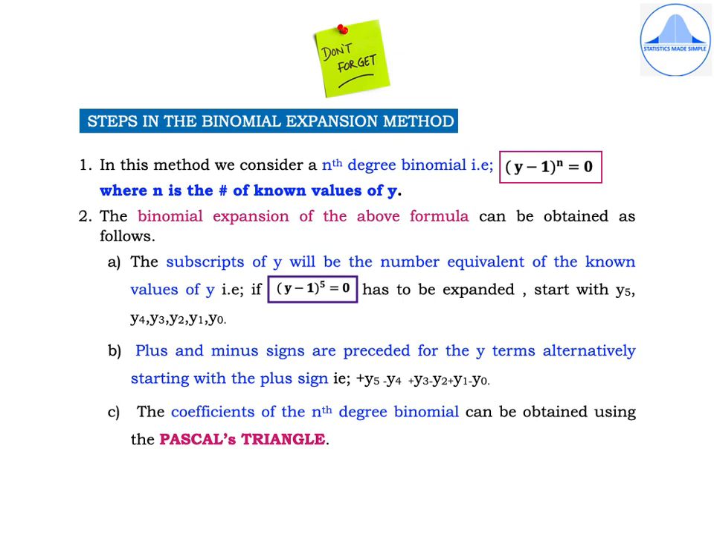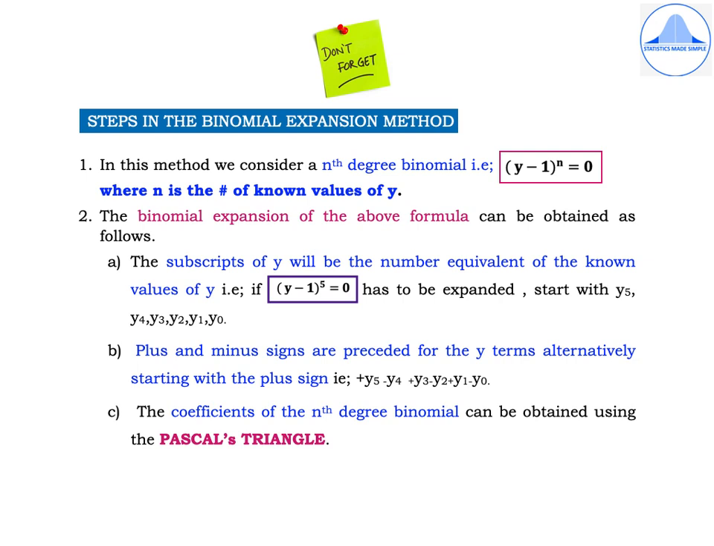The second step, the binomial expansion of the above formula can be obtained as follows. Subdivision A, the subscripts of y will be the number equivalent of the known values of y. For example, if we have (y minus 1) to the power 5 equal to 0, what is 5? 5 will be the number of known values of y which can be obtained from the problem. Suppose this expression has to be expanded.